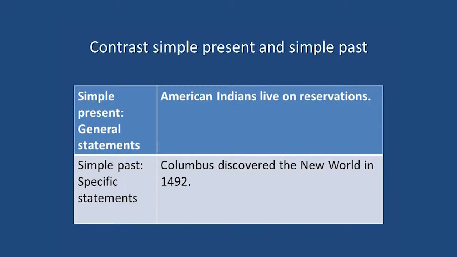So there's quite a stark contrast between the simple present and the simple past. Let's look at another set of examples. American Indians live on reservations. In general sentences like these, we use the simple present. The simple past, on the other hand, is used with specific dates. Columbus discovered the New World in 1492. Notice how the distinction between general and specific is reflected in nouns as well as verbs. Use plural count nouns with no the in general sentences, and names and specific nouns with the in specific sentences.